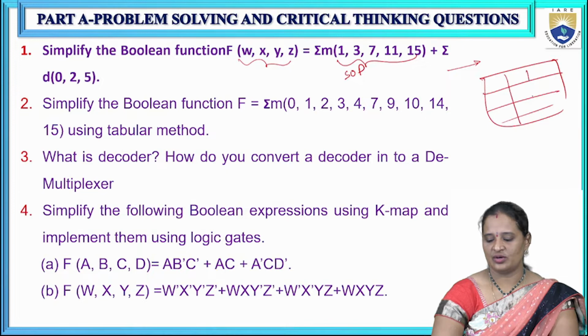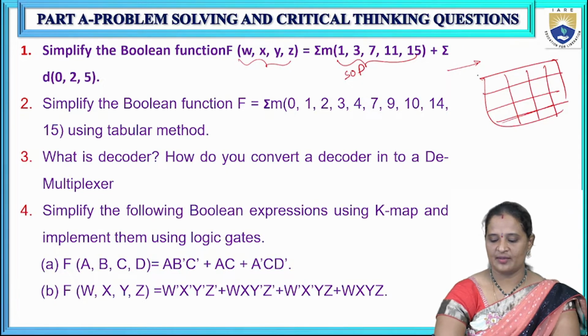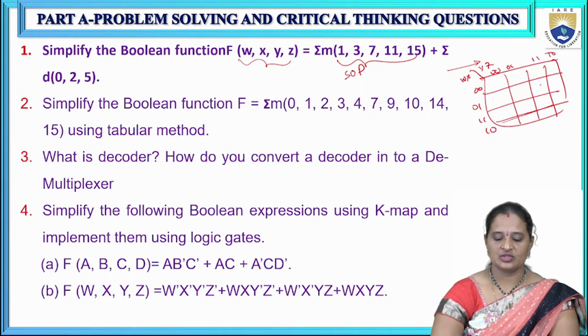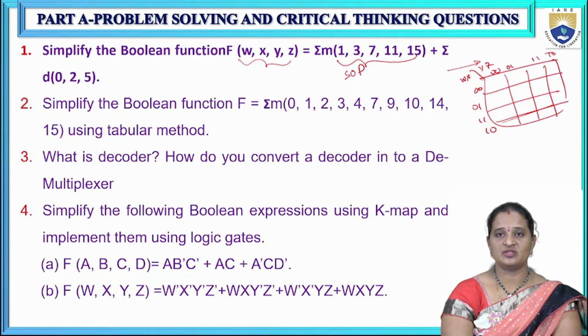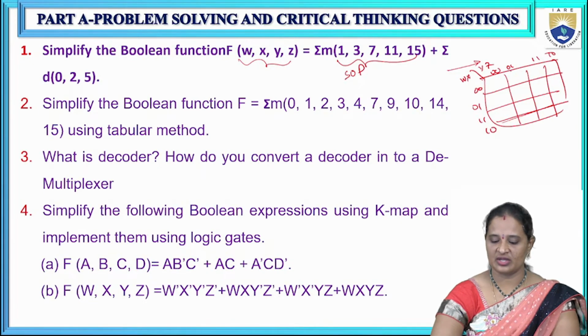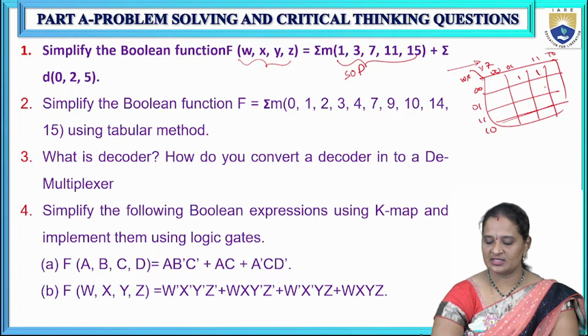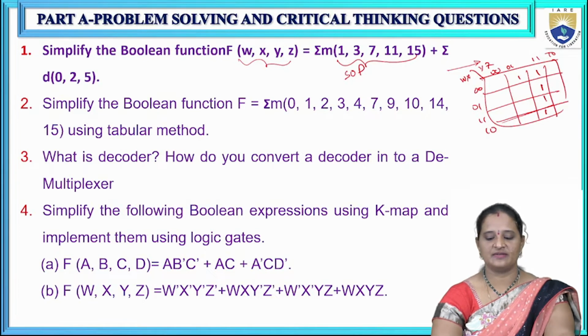Okay, so W, X, Y, Z, with 0 0, 0 1, 1 1, 1 0 along each axis. For all these minterms, the function output is considered to be 1. So that is 1, 3. Next, it is 7. Next 11, 8, 9, 10, 11. Next 15. So this is the function.